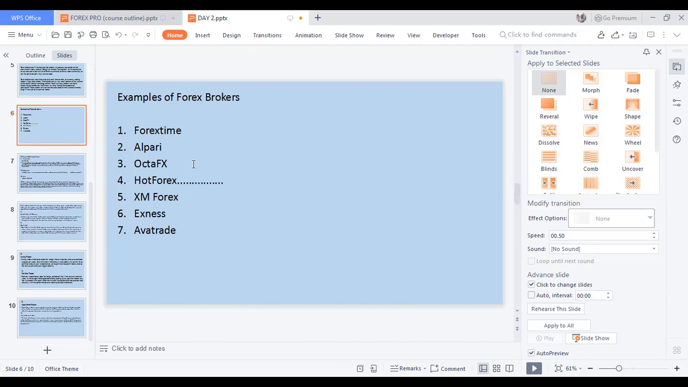Example of brokers. We have forex brokers. We have Forex Time, Apari. We have OptaFX. We have HotForex. We have XN Forex, XNES, so on and so forth. I can even add to it. We have plenty of it. We have FXTM, which is not there. We have Top FX, which is not there. We have Insta FX, which is not there. We have a lot of them.